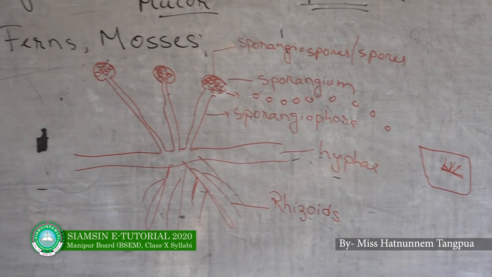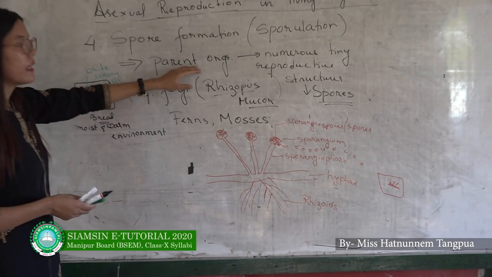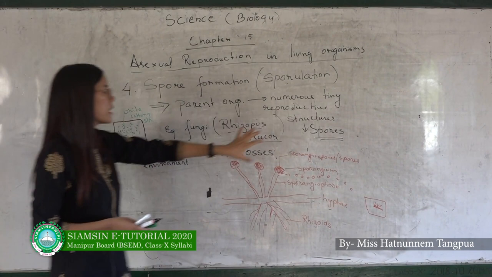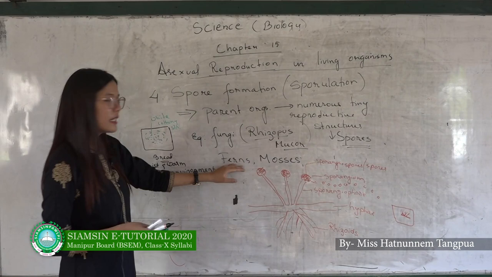In spore formation or sporulation, the parent organism forms multiple tiny reproductive structures known as spores. This is usually seen in fungi like rhizopus and mucor. It is also seen in ferns and mosses.